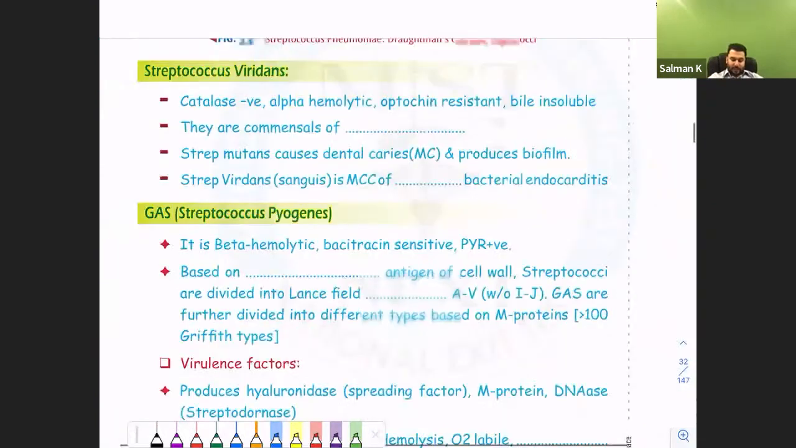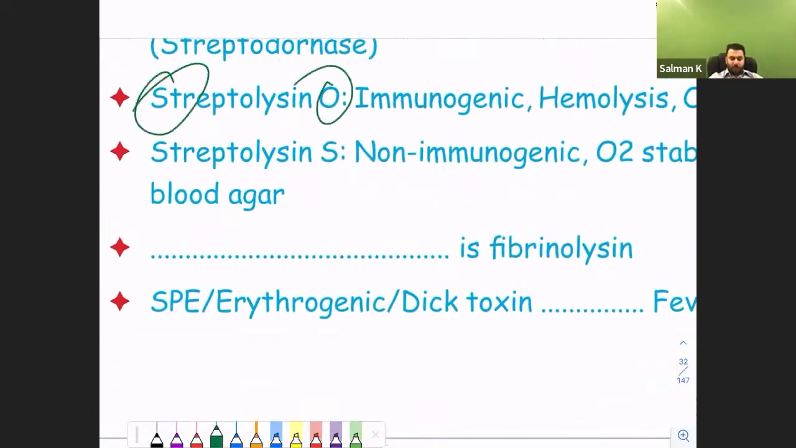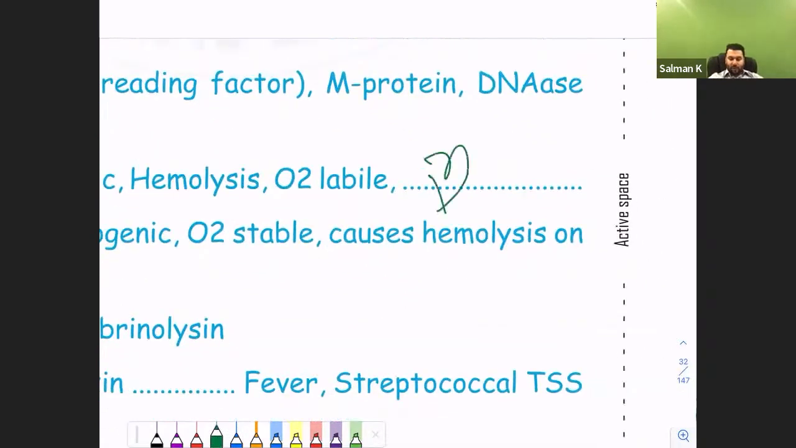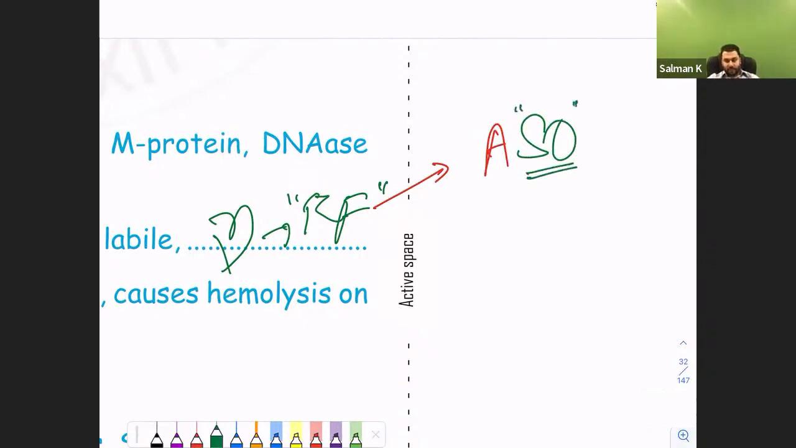Moving on, you should all know streptolysin O. This is the toxin that damages the heart, causing a disease called rheumatic fever. Streptolysin O is one of the toxins that causes rheumatic fever. And you should know one thing right now. In rheumatic fever, don't you look for something called ASO titers? So what are ASO titers, doctors? Antibodies against streptolysin O, called anti-SO. So ASO titers are a diagnosis of rheumatic fever.